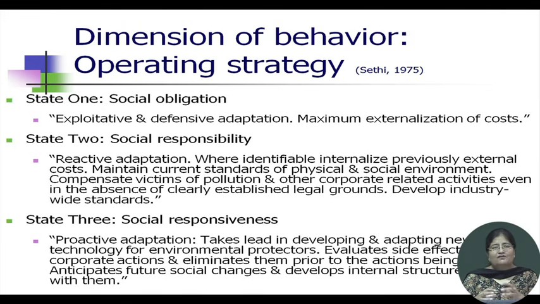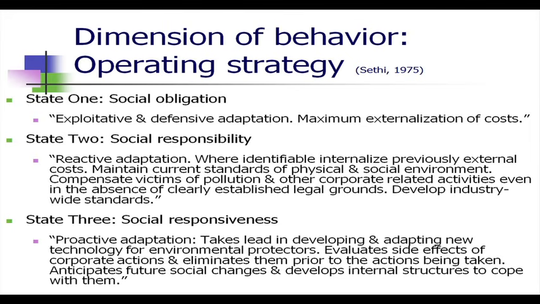So if we feel that we can be booked under any law for the way we operate our organization, for the way we do the work in our organization, we will cut down the chances of those activities also. When we reach stage 3, we become socially responsible, where we are adapting in a proactive manner. You take lead in developing and adapting new technology for environmental protection. You find out what you can do to save the environment, evaluate side effects of corporate actions and eliminate them prior to the actions being taken.